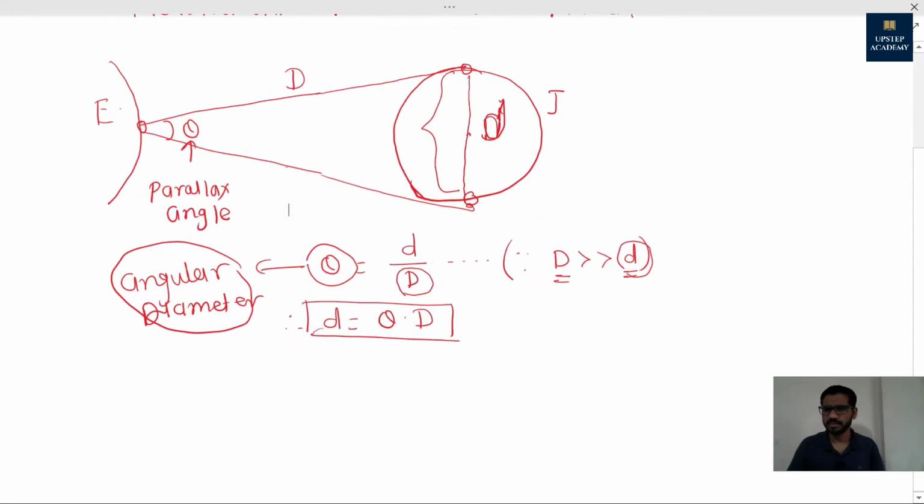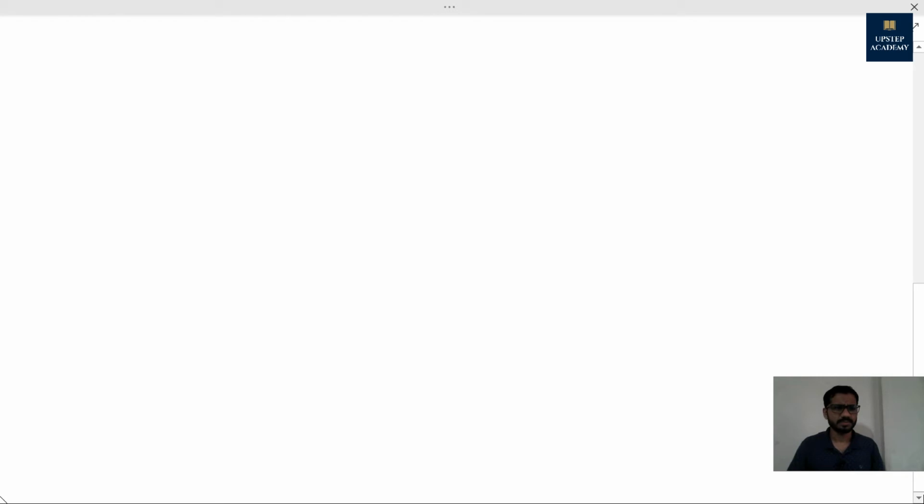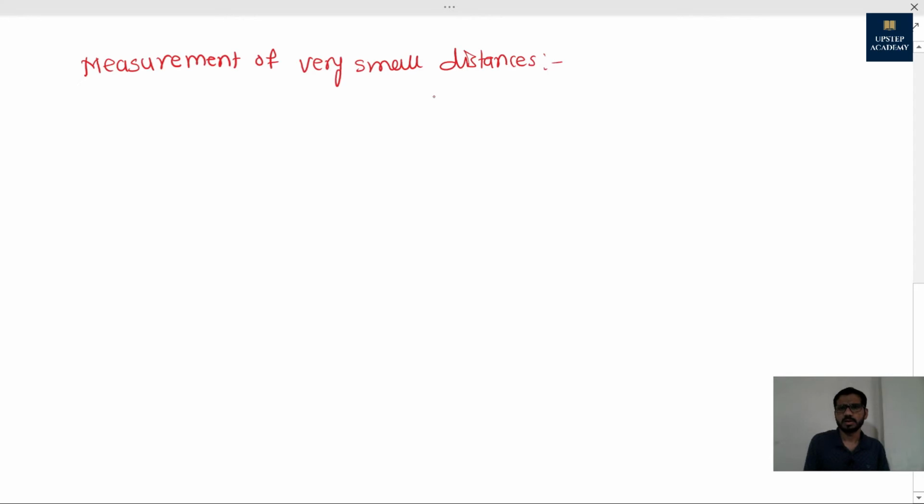Okay, so the next concept is measurement of very small distances. As I have already mentioned, there could be distances which are very large, and there could be distances which are very small, like the diameter of an atom, the diameter of a proton, the size of viruses, and there could be very big distances like the distance between 2 stars, or between 2 galaxies. We have to measure both types of distances. We have seen how to measure large distances in previous topics. Now we will see how to measure very small distances.